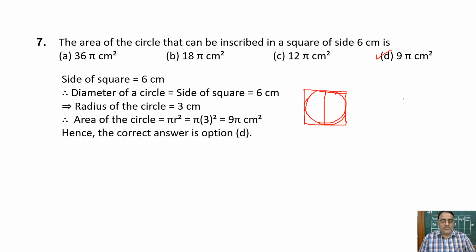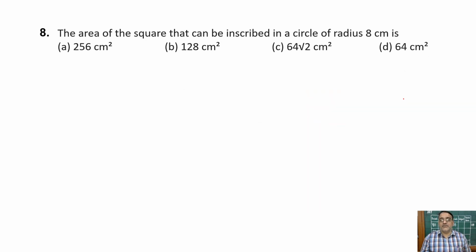Now we are moving toward question number 8. The area of a square that can be inscribed in a circle. Now this is the opposite. There the circle was inside the square, right, and here the square is inside the circle, and the radius of the circle is given as 8 centimeters, right. Clear? See this figure.